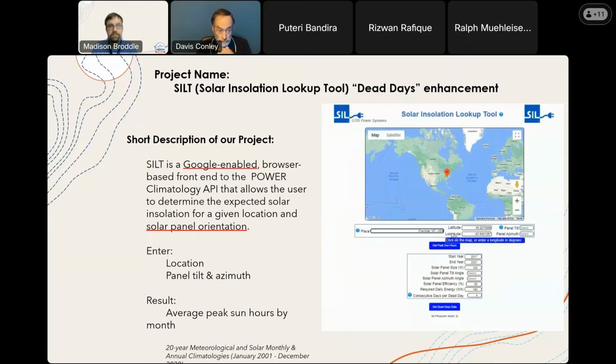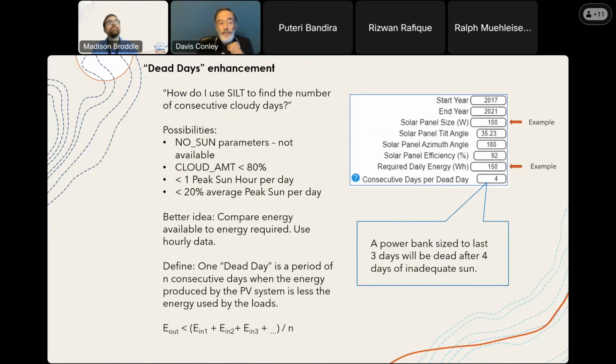Next screen, please. So after I completed that project, a colleague of mine said, well, how do I use SIL to find the number of consecutive cloudy days? And the answer is, well, you can't. So I began to dig further into the data to see what I could do.